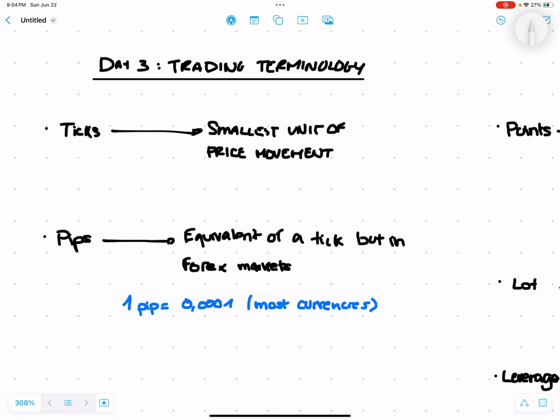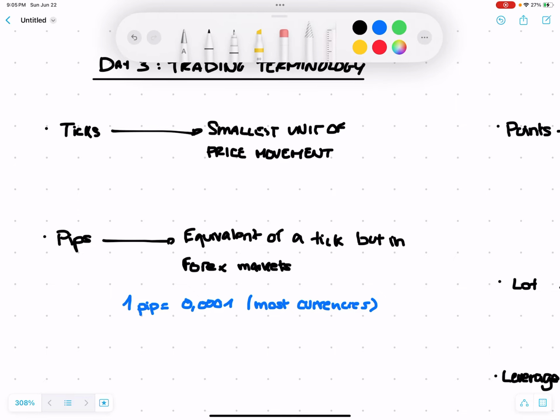So let's start with ticks. What is a tick? Ticks are used in futures markets, by the way. I'm going to take some notes as I explain, so it can be a little more interactive. Ticks are used in futures markets, which is what I trade, if you guys forgot. Let me just write it like this.